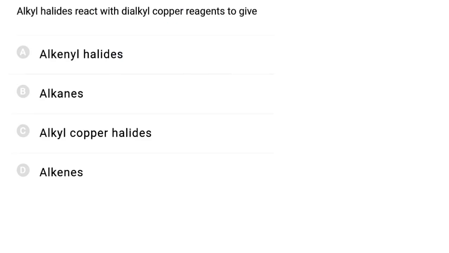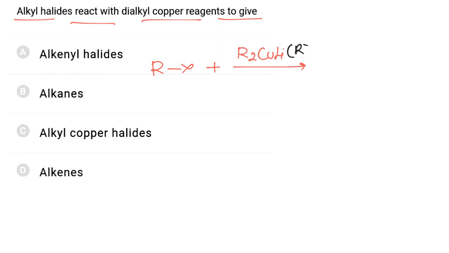In this question we have to find what an alkyl halide gives on reacting with a dialkyl copper reagent. Now if alkyl halide reacts with organometallic compound R2CuLi, this organometallic compound has R negative ion, which acts as a strong nucleophile. It will donate a pair of electrons. Simultaneously the carbon halogen bond is broken and higher alkanes are formed as a product.